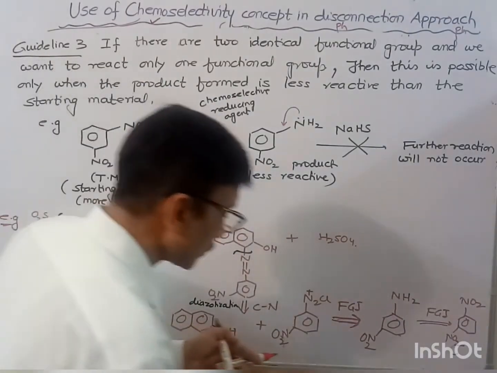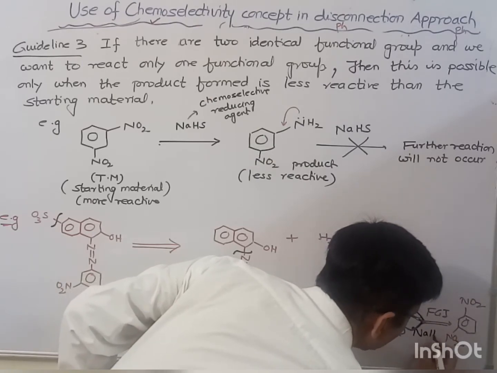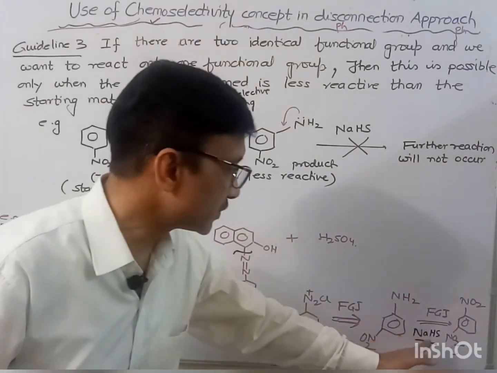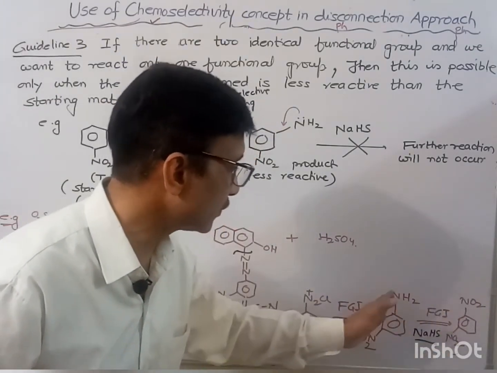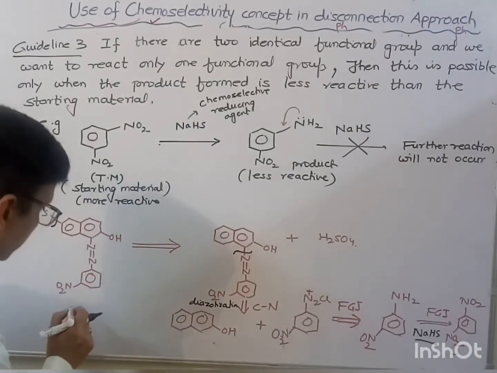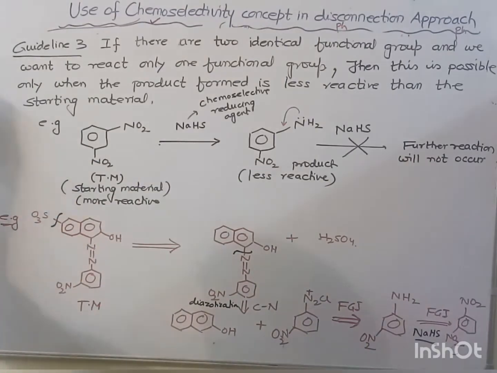Or we can write this backward. Here we have used the chemoselective reagent. So in presence of sodium hydrogen sulfide, the backward reaction will occur, and further you can get this target molecule. So let me write the synthesis of this.